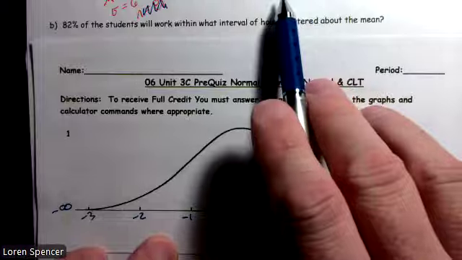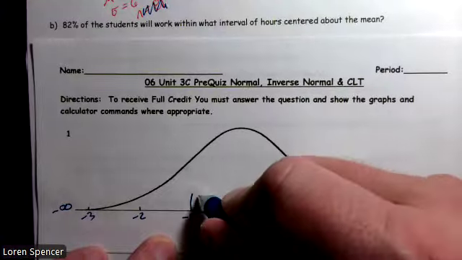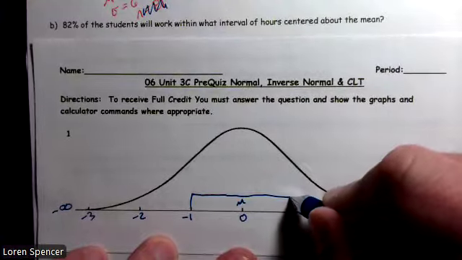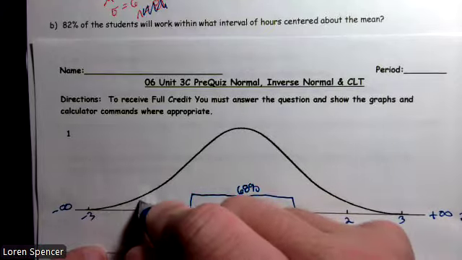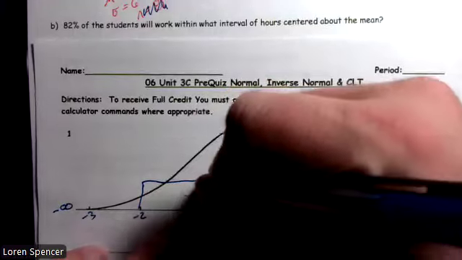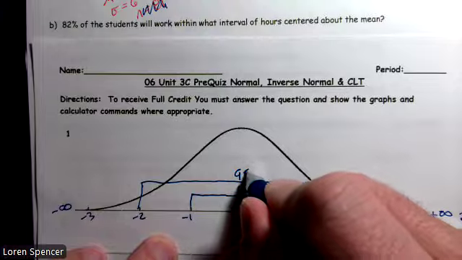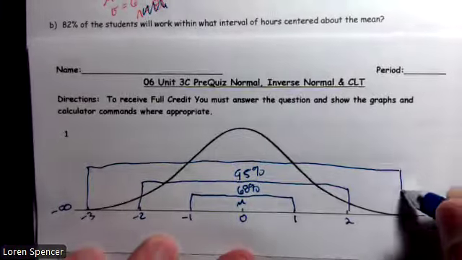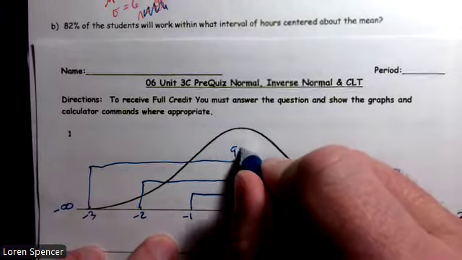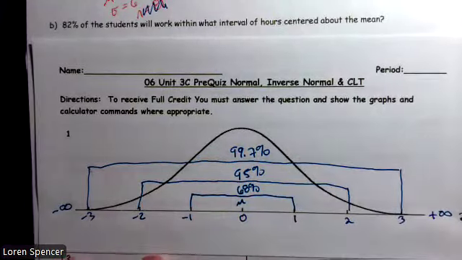We also need to show the percentages, because we're illustrating the empirical rule. So this right here is 68%. Right here, we're coming up and going straight across. Plus or minus 2 is 95%. And then plus or minus 3 is 99.7%. All right, so we got the first part done.